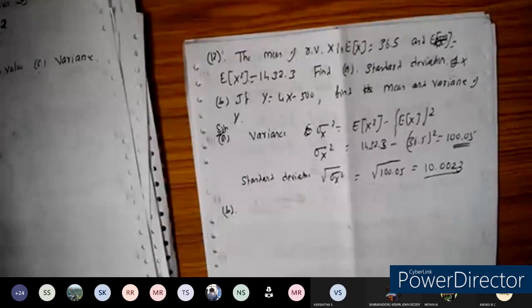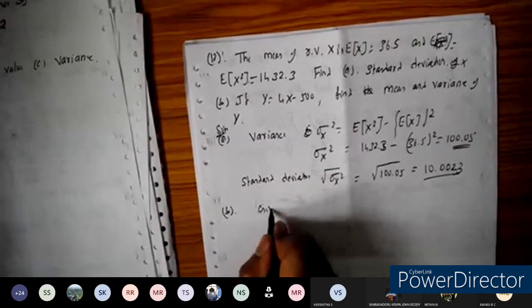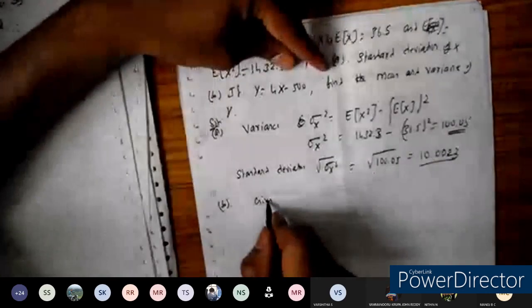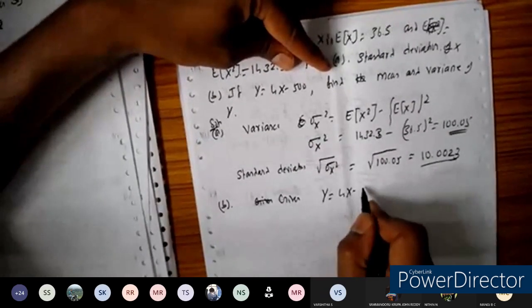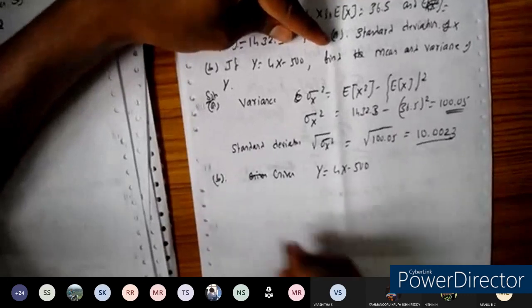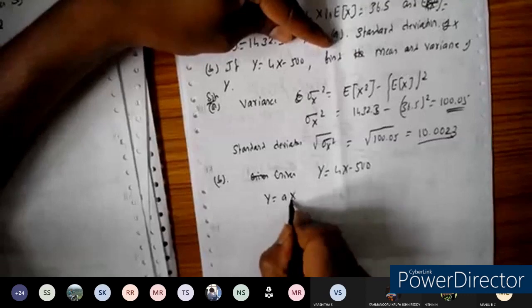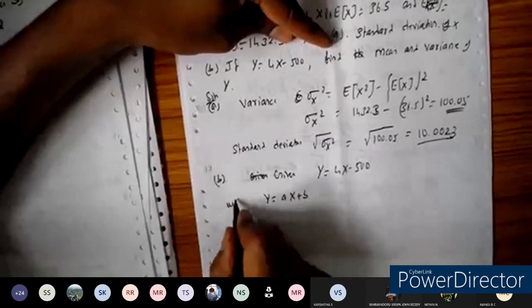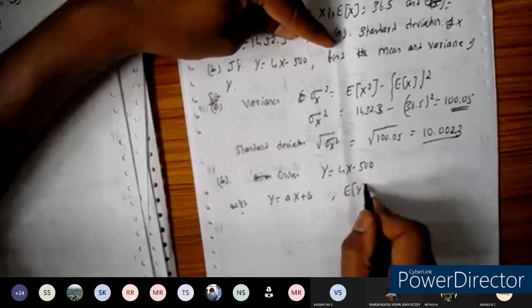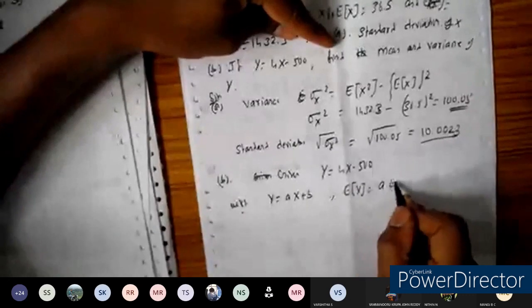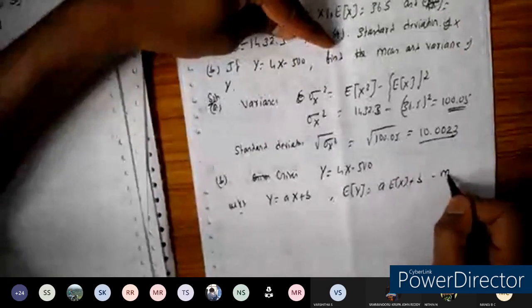Now it has been given that y is equal to 4x minus 500. From the transformation of the variables, we know y is equal to ax plus b. So the mean of this, that is the expected value of y, is equal to a into the expected value of x plus b. This is the mean here.